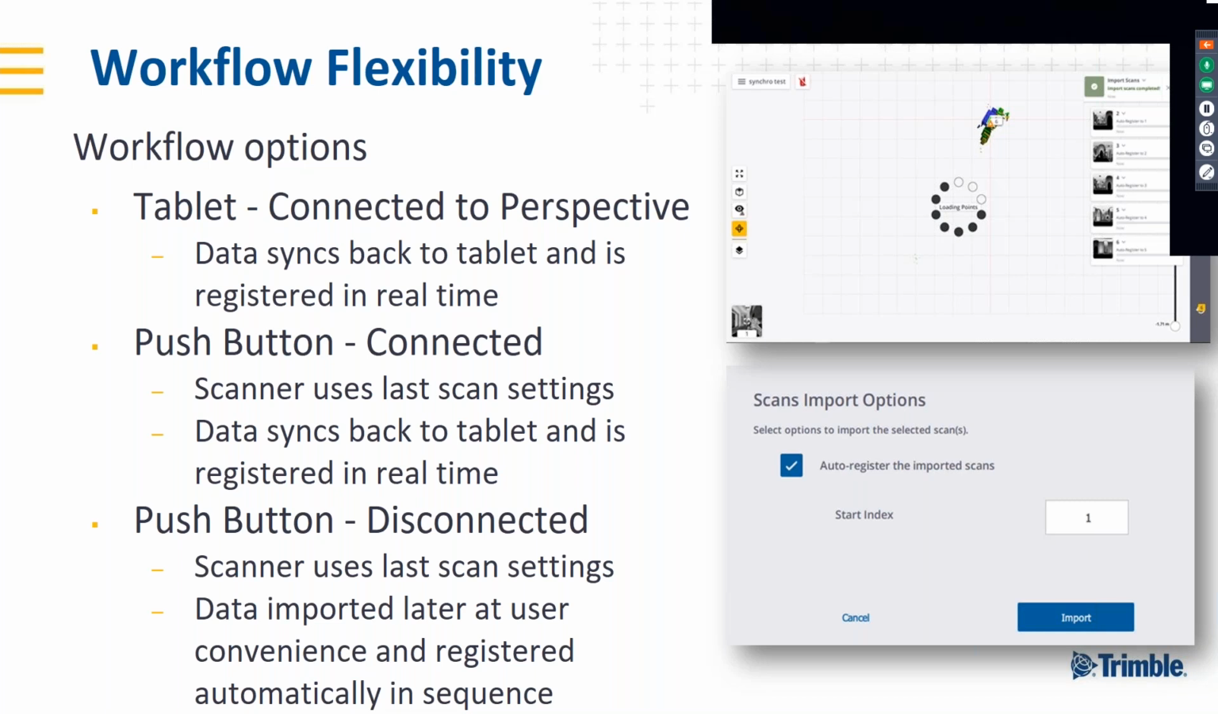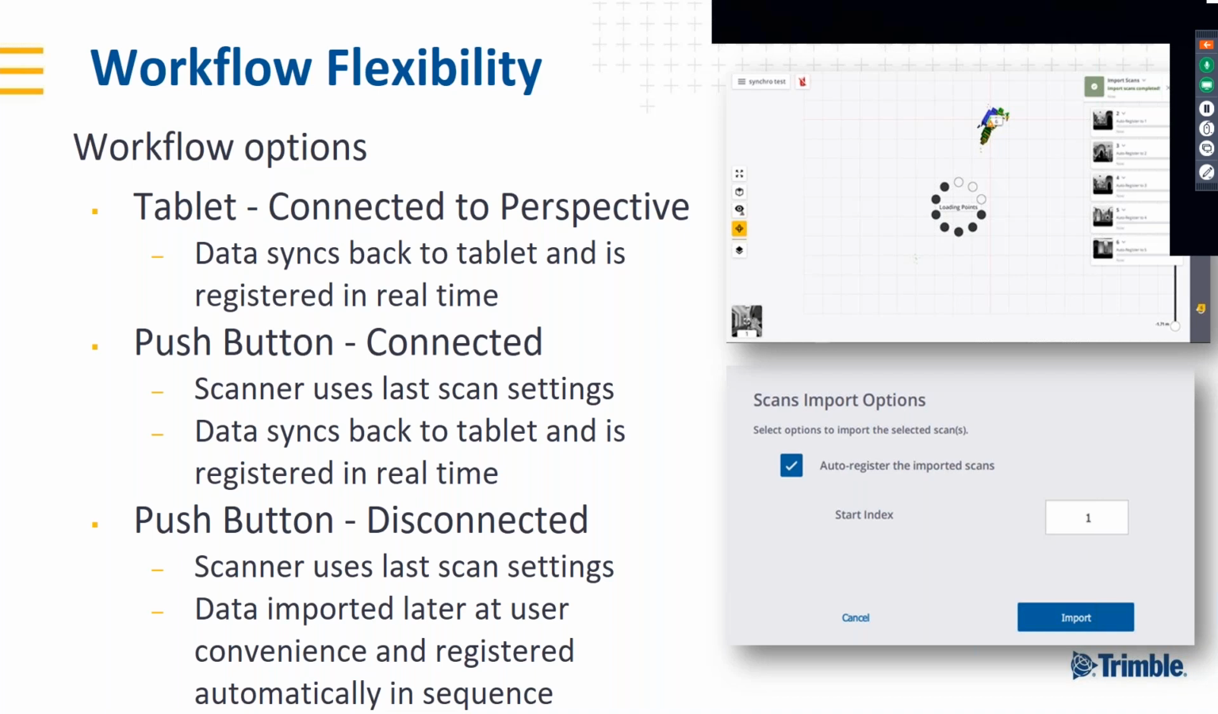The last one is basically where you don't use the perspective software at all. You simply use it as a standard scanner. In this way, you can log on, set your settings, and then disconnect perspective. Then you can go out and simply scan, just keep pressing that push button as you go along. And when you're done, you have a few options.